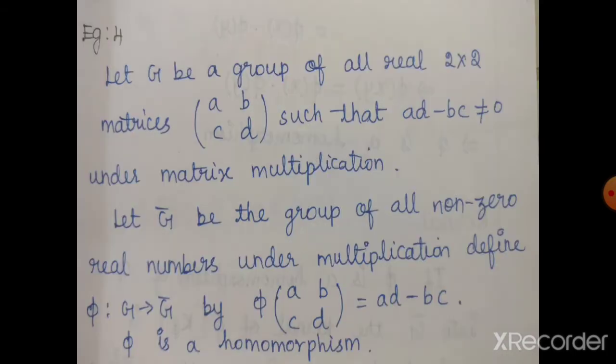Finally we come to the fourth example. Let G be the group of all real 2 by 2 matrices (a, b; c, d) such that ad minus bc is not equal to 0 under matrix multiplication. Let G bar be the group of all non-zero real numbers under multiplication. Define phi from G to G bar by phi of (a, b; c, d) is equal to ad minus bc. Here also phi is a homomorphism.